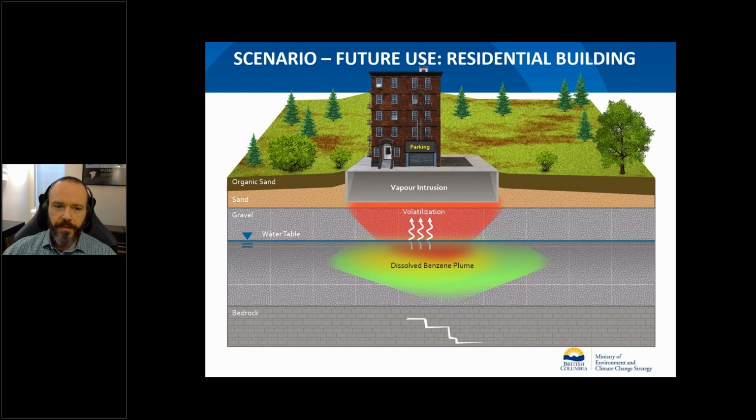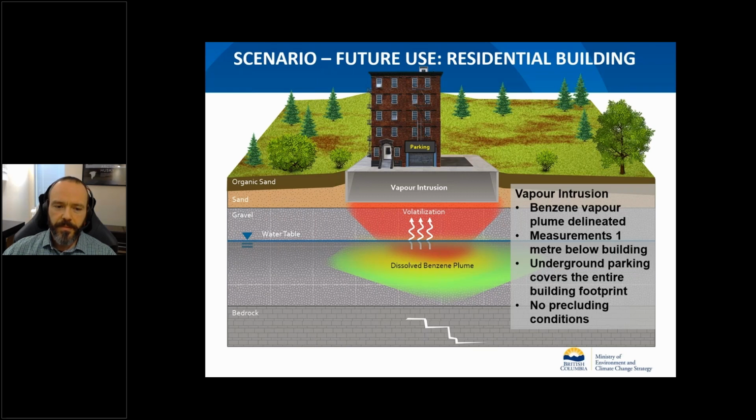On this slide, we'll look at the future use scenario, which is a high-density residential structure with one level of underground parking. In this scenario, benzene is volatilizing from groundwater, as shown in this conceptual figure, and creating a vapor plume under the building. As noted previously in this presentation, the movement of vapor into a building is called vapor intrusion. When vapor intrusion is suspected, it is possible to calculate the predicted breathing zone air concentration for indoor receptors by applying an appropriate VAF.